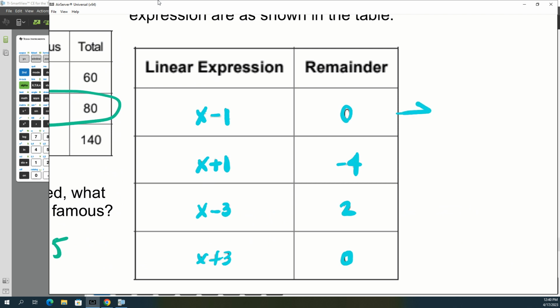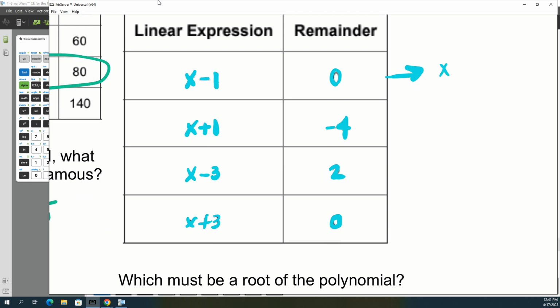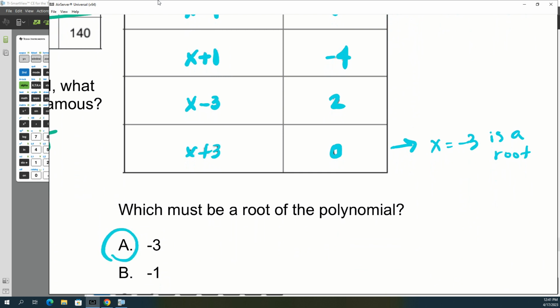So if you divide x minus 1 into the polynomial, whatever it is, and you get 0, that means that the opposite, x equals positive 1, is a 0 or a root. Now, if you get a remainder of negative 4, then that's nothing. If you get a remainder of 2, then it's nothing. But for x plus 3, what should the root or the 0 be? Negative 3, good. Because you got a remainder of 0, so the answer would be A.